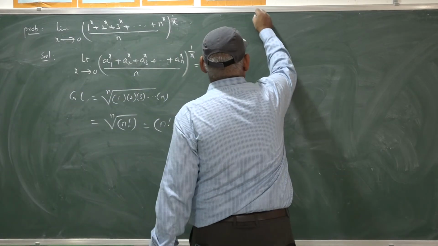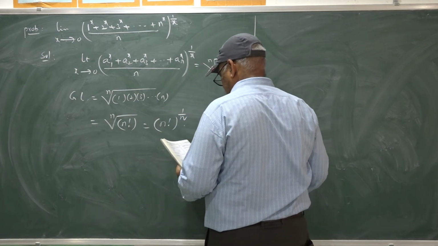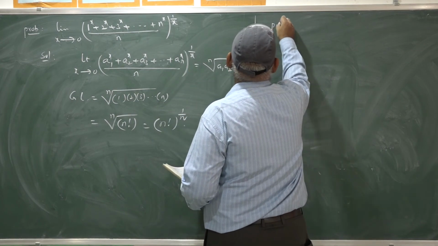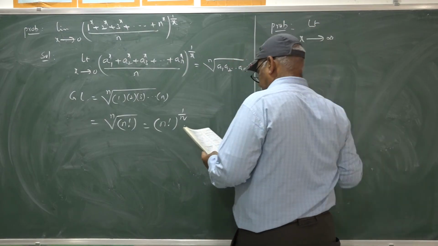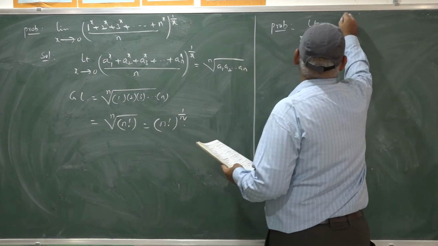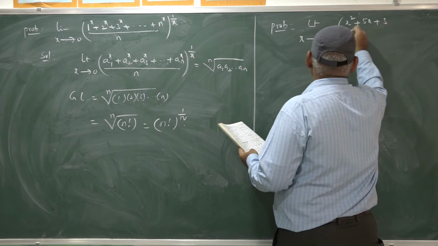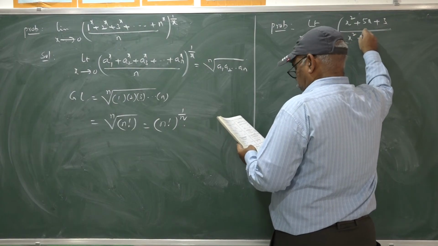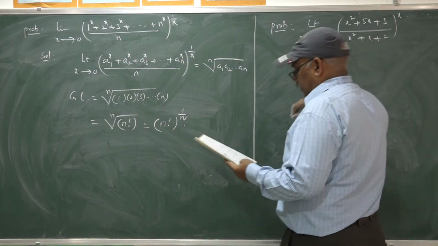This is given in JEE Mains. Limit as x goes to infinity, (x square plus 5x plus 3) by (x square plus x plus 2) whole power x. JEE Mains question.